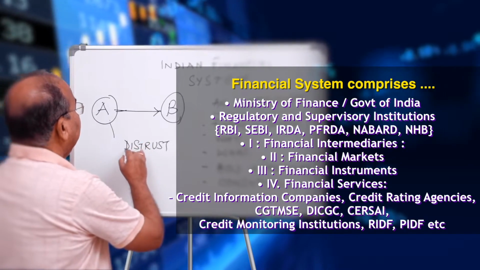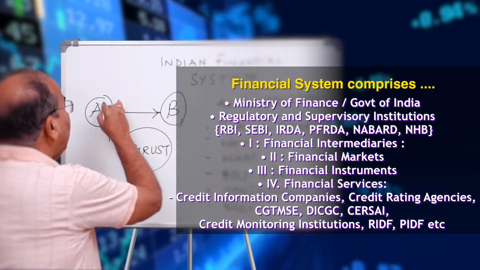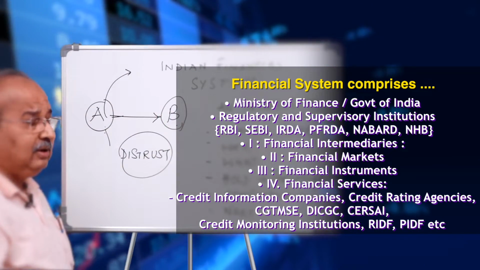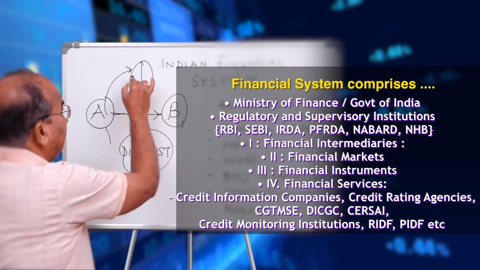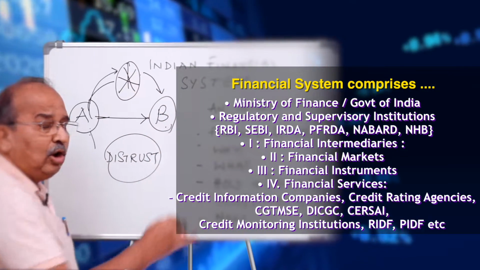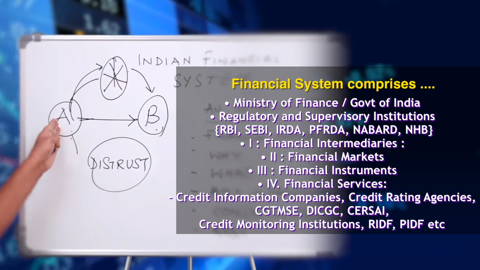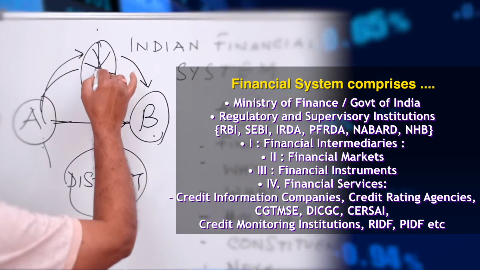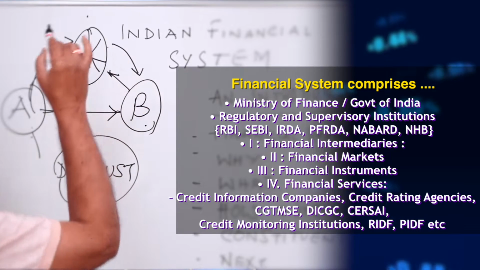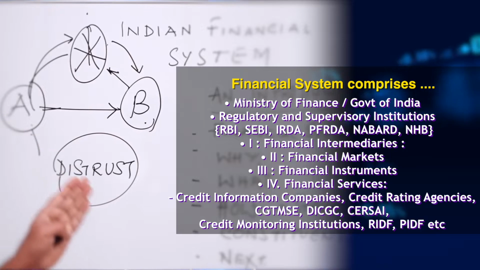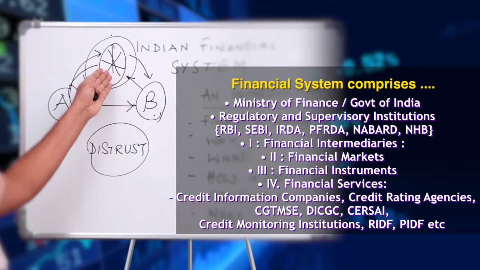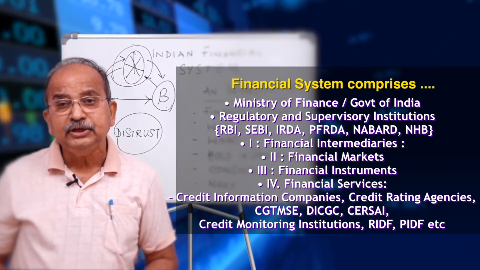In such a scenario, A still has money and wants to save, but he is not interested in giving it to B directly. So when such people come in as an intermediary, they are called financial intermediaries. A gives money to the intermediary, the intermediary passes it on to B, then B repays the money to the intermediary, and the money is made available to A. That is what intermediation is all about, and this function is done by different institutions.